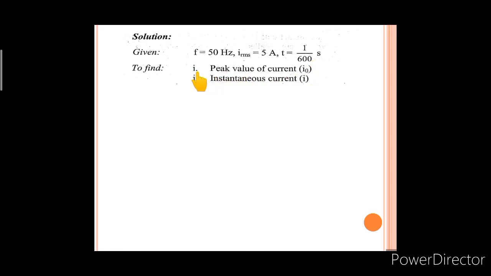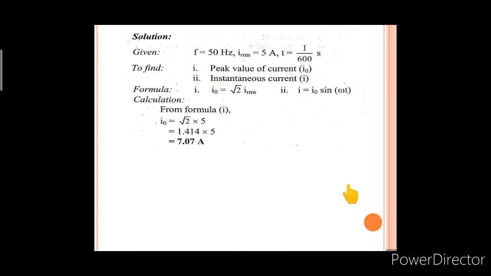Then we have to find out first of all the peak value of the current, which is denoted by I0, as well as we have to determine the instantaneous current, that is the value of I. Formula we will use here: first of all, I0 is equal to square root 2 I_RMS, and second formula we are going to use is I is equal to I0 sin omega t.